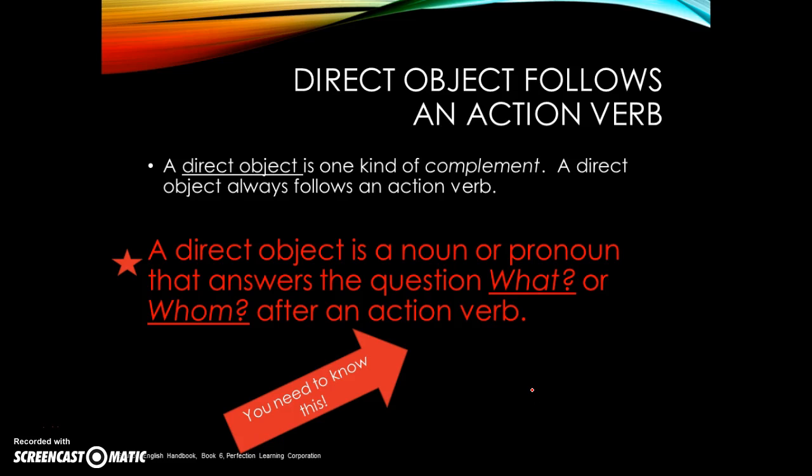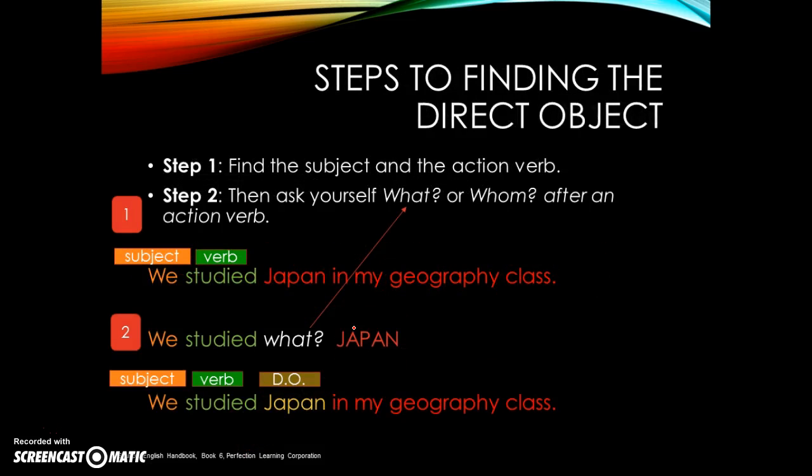A direct object always follows an action verb. Remember this: a direct object is a noun or pronoun that answers the question what or whom after an action verb. You need to know that. There are two main steps to finding the direct object. Step one is to find the subject and the action verb. I'm not going to go over this step because it's outside the scope of this particular lesson, but if you don't know how to find the subject and/or verb of a sentence, you need to let me know and I'll be happy to help you with that.